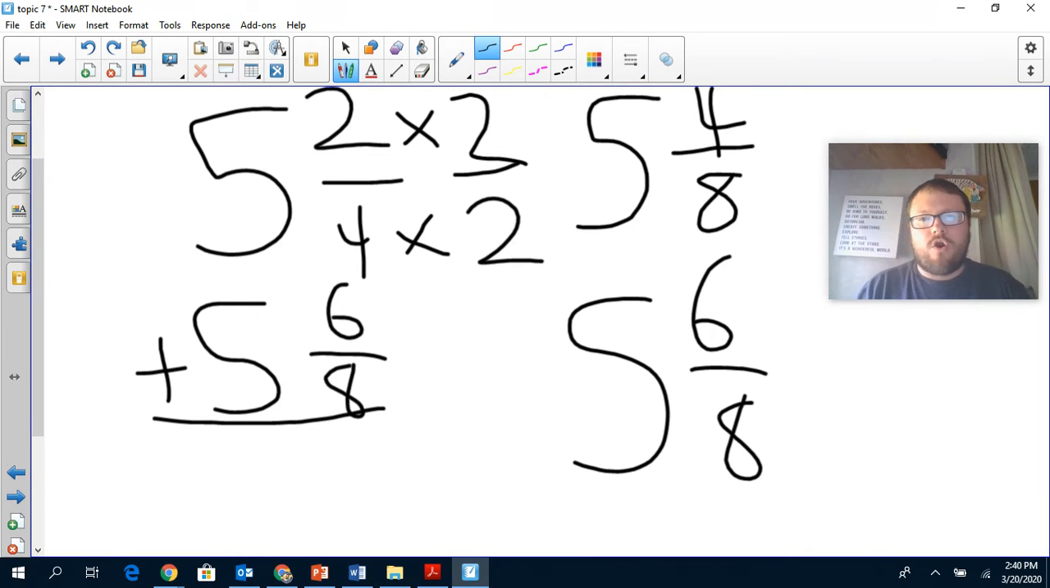And the reason why I said earlier, what is 2/4 equivalent to? 1/2. Most of you know your equivalent fractions with half, because remember, every fraction that has the numerator as half the denominator is equivalent to 1/2.